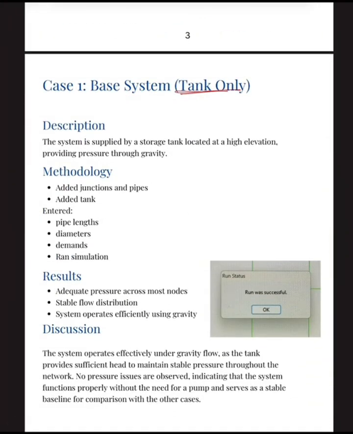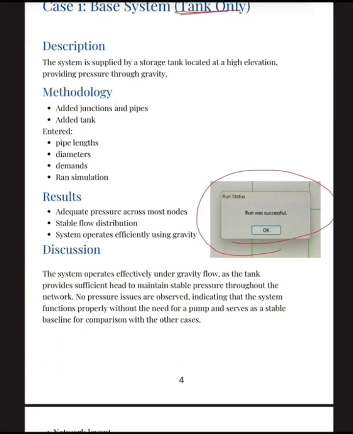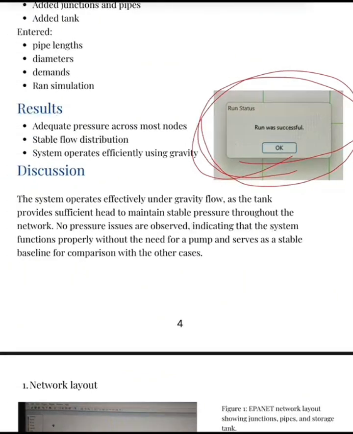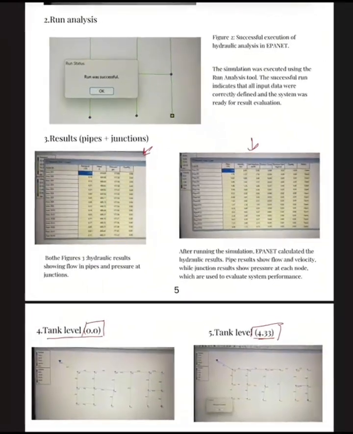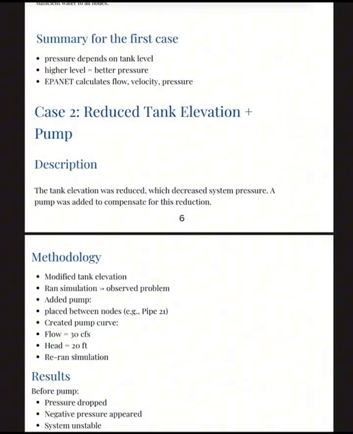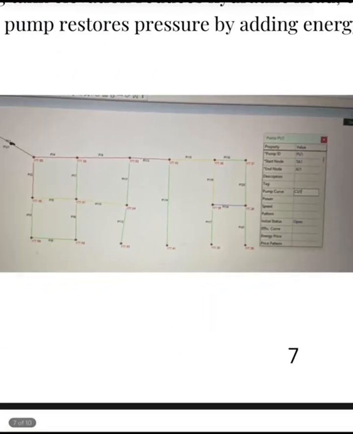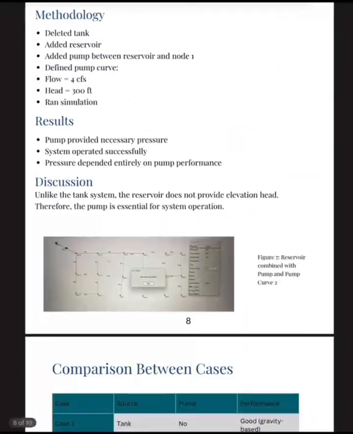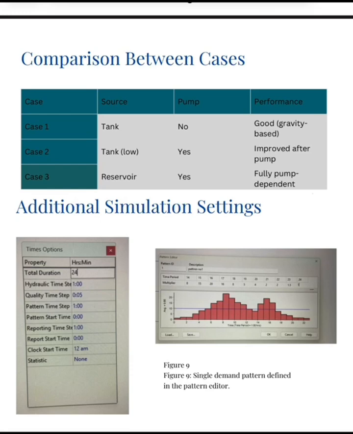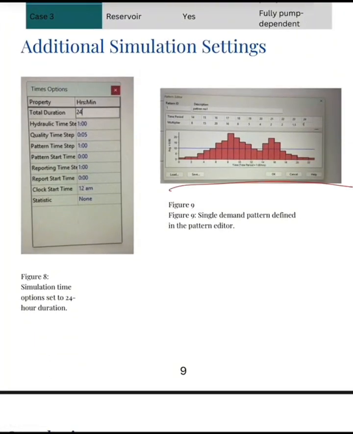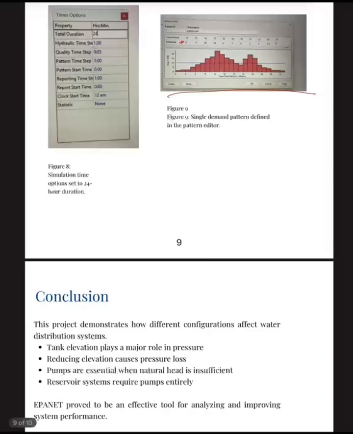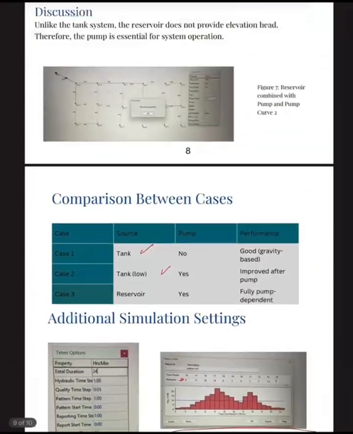So we started with description and methodology, results, and we added the run was successful window, just to show that our work was truly successful. Our tables, and then moved into the second case, which is tank and pump, and then added everything that we did in the EPANET program. And here is the comparison between our cases. Here the source was only a tank, here a tank with a pump, and here a server, and here our pattern, the values, the factor for this pattern, and conclusion and differences, and that's it.